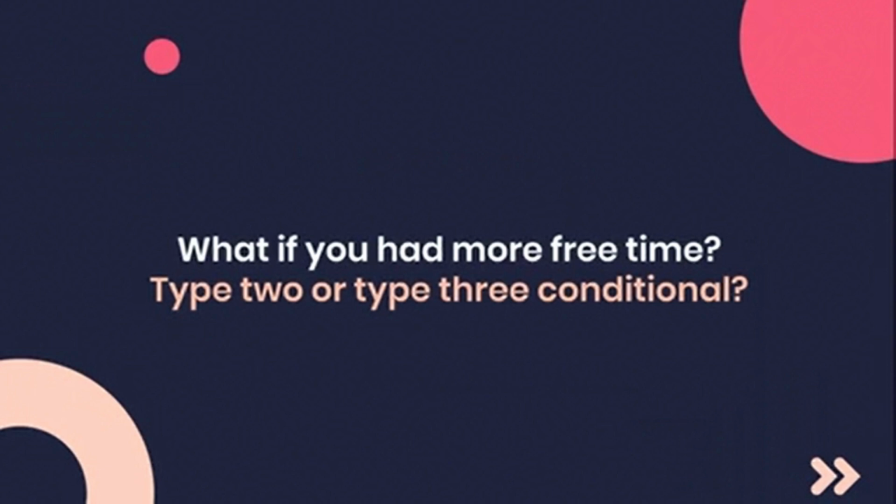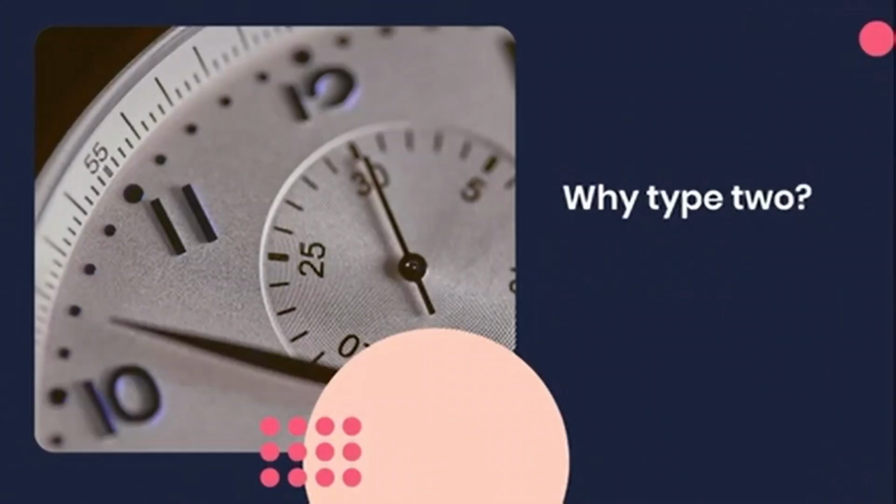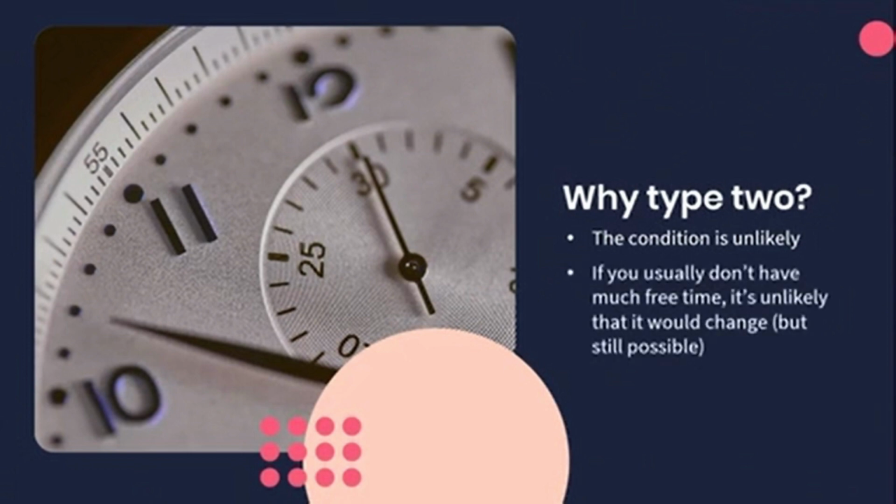Let's start with the first question. What if you had more free time? Would the answer to this question be the Type 2 or Type 3 conditional? It would be Type 2. Why Type 2? Well, that's because the condition is unlikely. If you usually don't have much free time, it's unlikely that it would change. Of course, it is possible, but it's unlikely, since the reality seems to be quite set in stone.